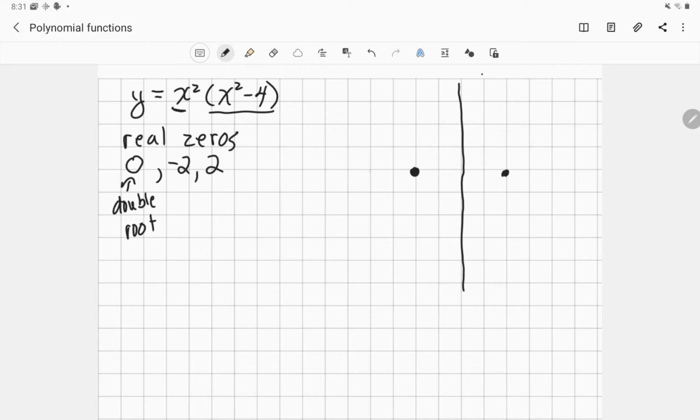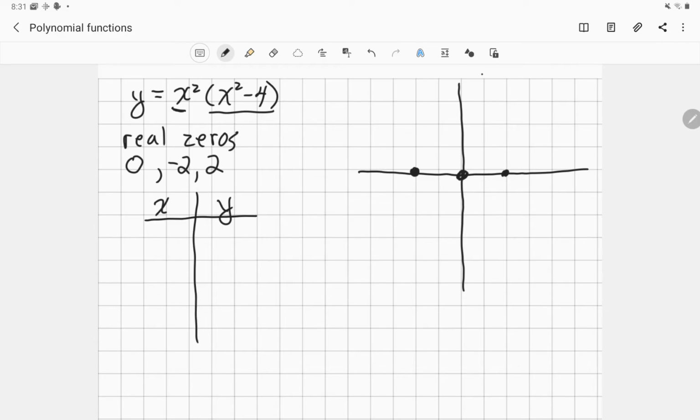Here we go. Put the lines back in, and we have a real 0 at 0. So now that I have that, I need to fill in the rest of this graph. I'm going to do that by doing a table of values. The good thing about the table of values is by finding the real zeros, I don't have to do a particularly large table of values.